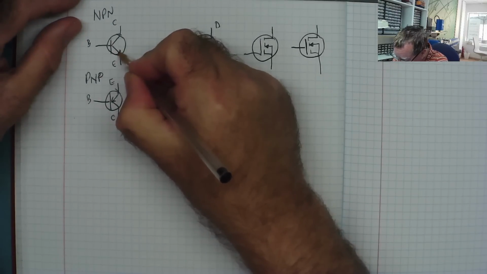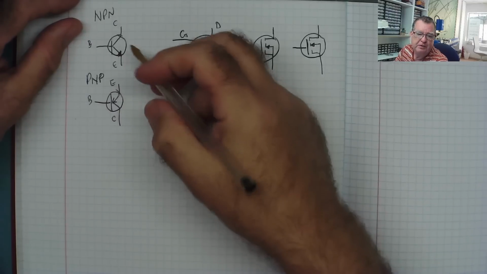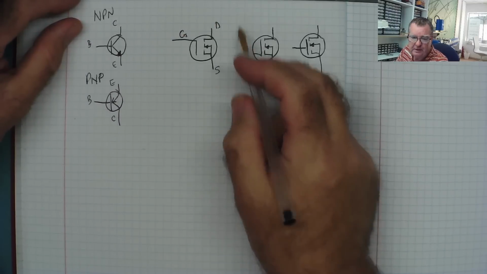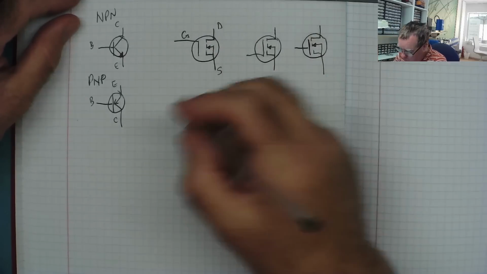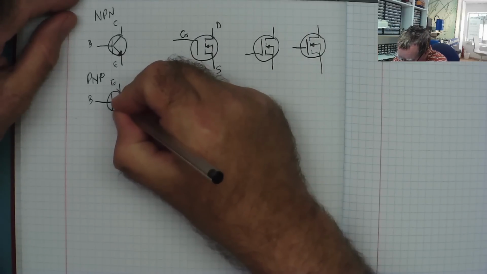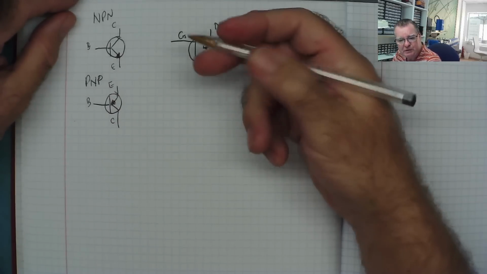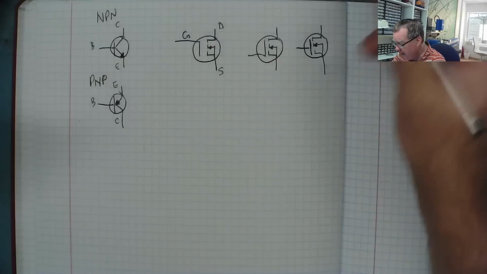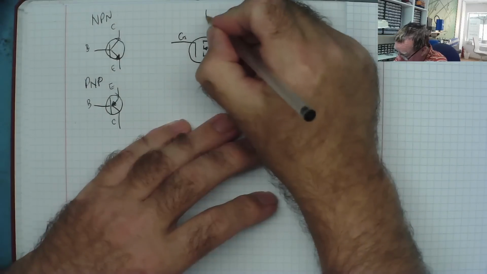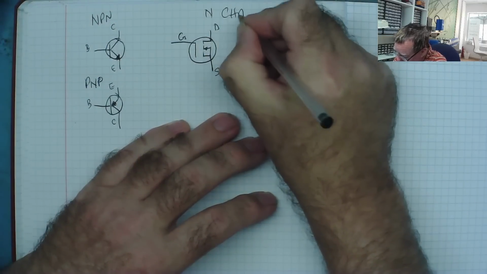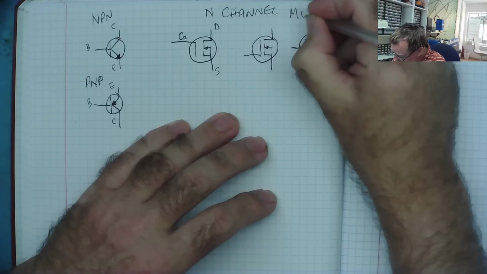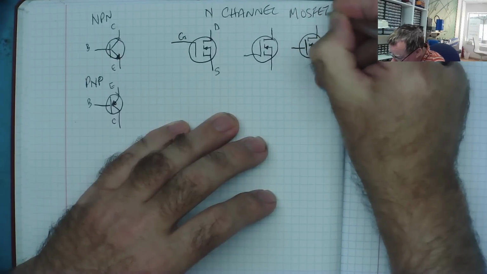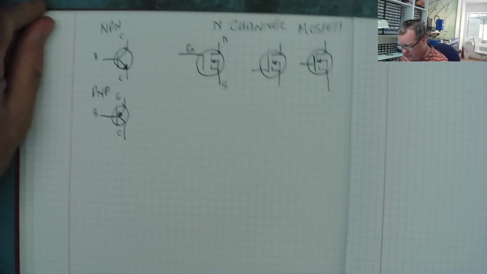One thing you might notice, and I always found a little bit strange, is with an NPN bipolar transistor, the arrow is pointing outwards from the circle. But with an N-channel MOSFET, it's pointing inwards. It's the opposite way around. At first, you might look at this, and because it's pointing inwards, think it's a P-type. It's just something you need to get used to. So these are N-channel MOSFETs, whichever symbol you prefer to use.